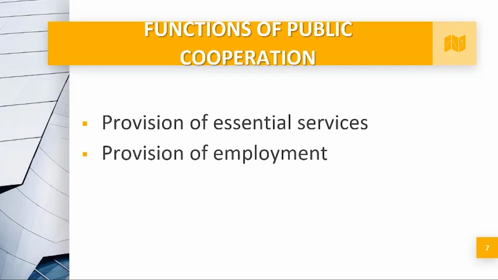And number two, we said provision of employment. Definitely people will be employed in that particular locality. Next, number three, we said to prevent exploitation. Good. Exploitation is cheating. Therefore, public cooperation came into existence to prevent exploitation from private sectors.